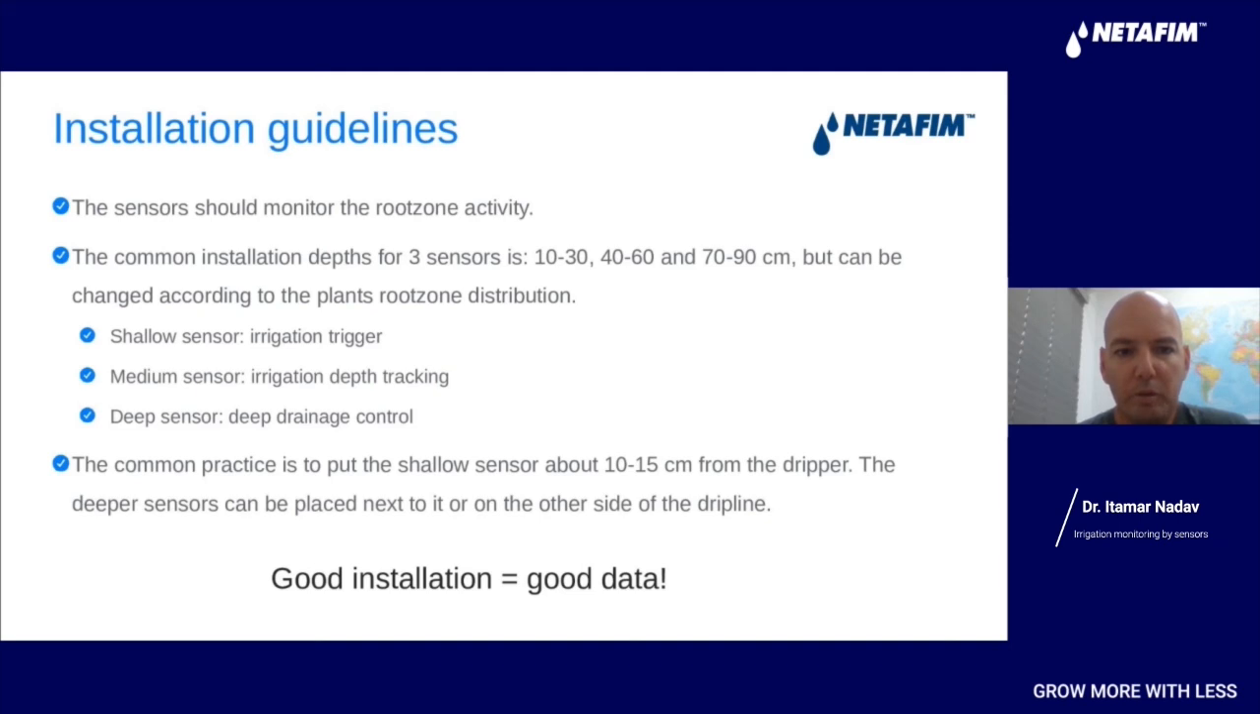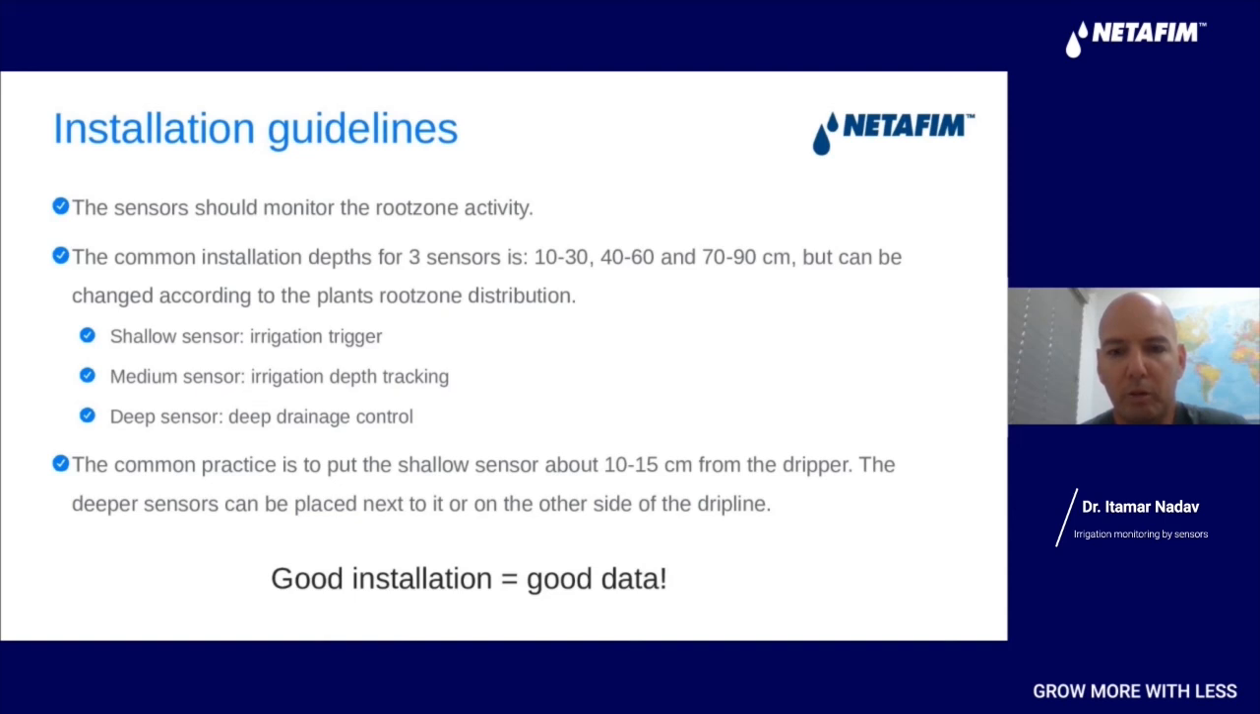So a brief about installation guidelines. It's very important to install the sensors correctly. So the sensor should monitor the root zone activity, and the common installation of sensors is we usually install 3 sensors at 10 to 30 centimeters the first one, 40 to 60 the second one, and 70 to 90 centimeters, but it could be changed according to the plant root zone distribution.